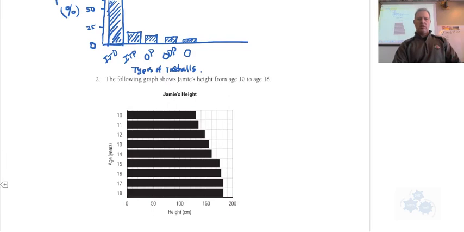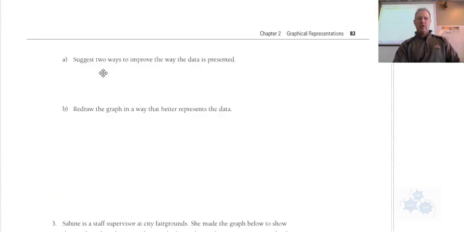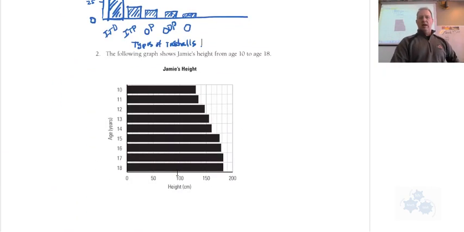So what does the next page say? Suggest 2 ways to improve the way the data is presented. Oh, okay. So how could we do this a bit differently? Now notice that they used a bar graph here, which is what this section's about. Is there some connection between the data values or the heights of these bars or the lengths of these bars? Yes. So would this be a good graph to use as a line graph, a broken line graph maybe?